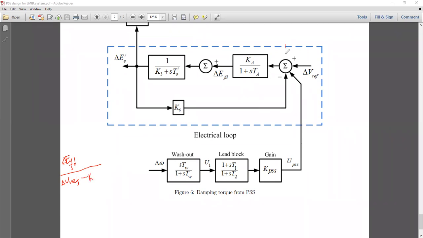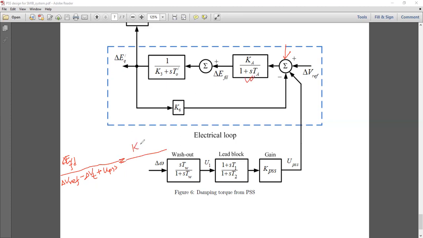Oh, there is another K5 del delta, if you remember. So that is in general actually minus del VT. So keep it general: minus del VT, there is a terminal voltage deviation, plus now you have UPSS. And that should be equated to this transfer function.